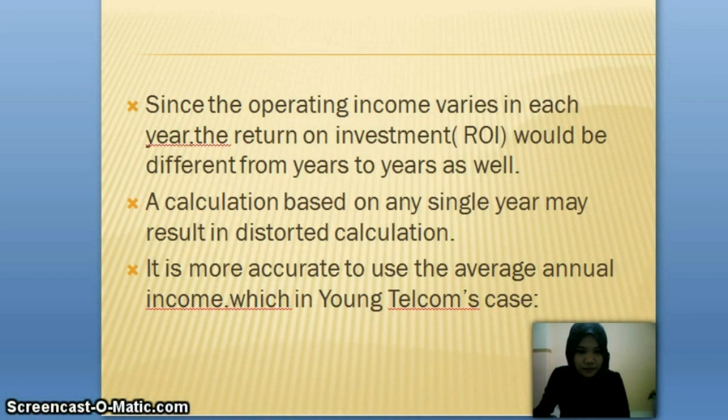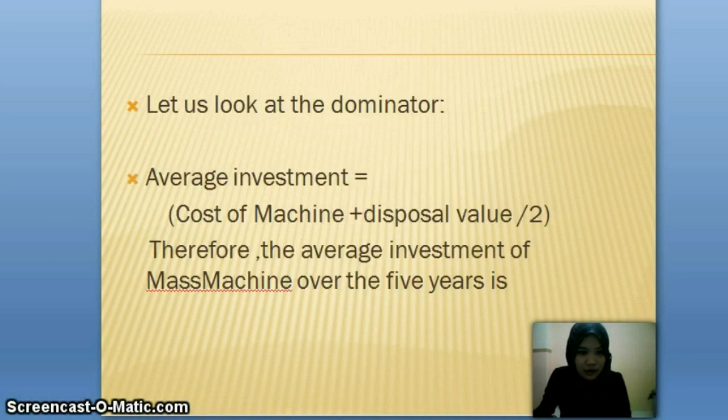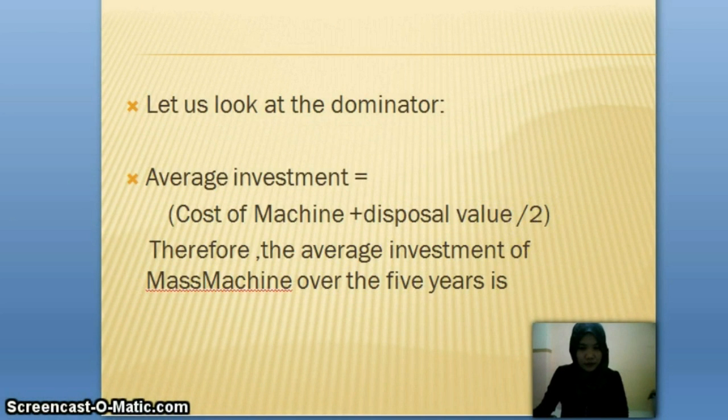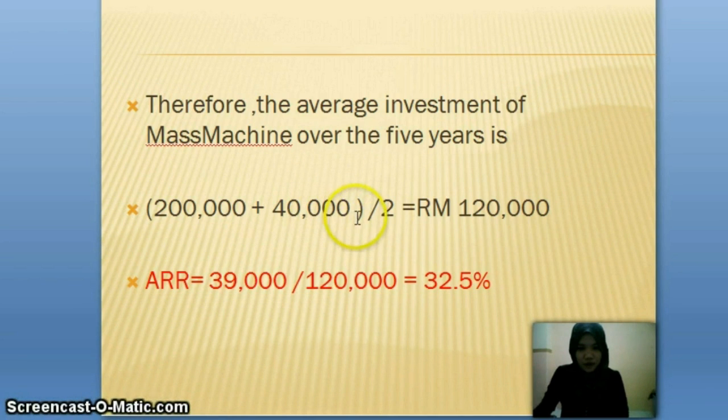Look at the next slide. Okay, how to get the average annual income? You just add up the first year, second year, third year, fourth year, and fifth year, and then divide by 5 years. You get the average annual income. After that, how to calculate the average investment? There is the formula. Cost of machine is 200,000, plus the disposal value, and then divide by 2.